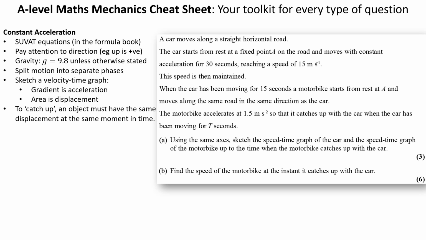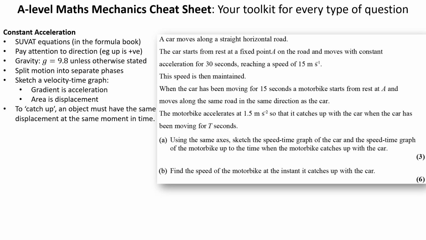And the first things that should come to mind are there are SUVAT equations in the formula book that are directly relevant. We've got to pay attention to the direction. So think about whether we're going forwards or backwards, if things are speeding up or slowing down, whether acceleration is going to be a positive or a negative. Take care to use the correct value for g. It'll be given a default value at the very beginning of the paper, and if they want you to use something different, they'll say it within the question.